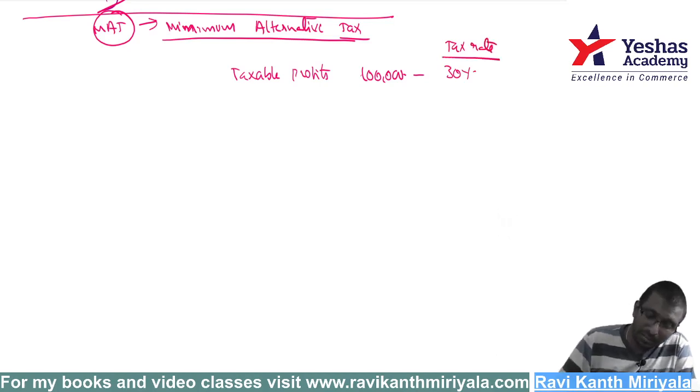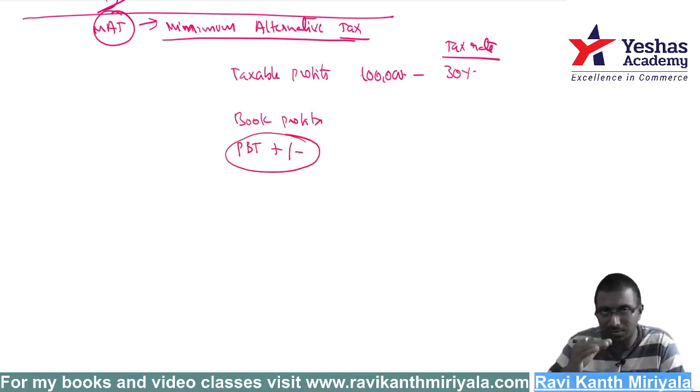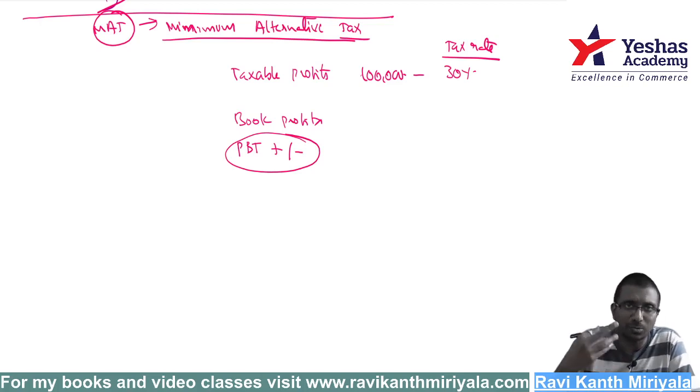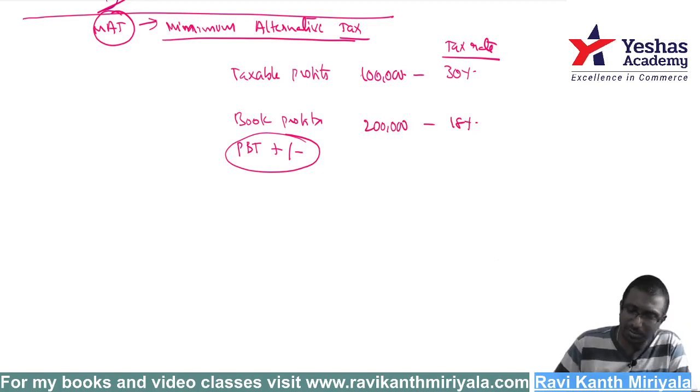Correct. They created one more term called book profits. What is book profits, sir? Book profits is nothing but profit before tax plus or minus some items, some 5-6 items, where adjustments will be made to your profit before tax. Whatever comes is book profit. Suppose book profit is equal to 2 lakh rupees, and the rate is 18%. I don't remember the exact rate, doesn't matter. 18%.